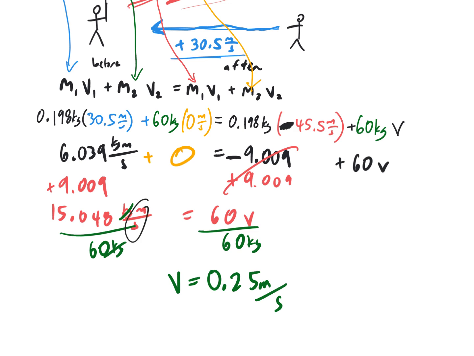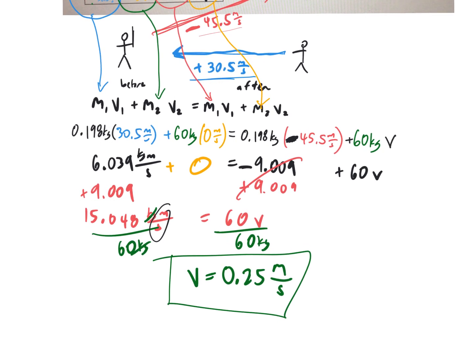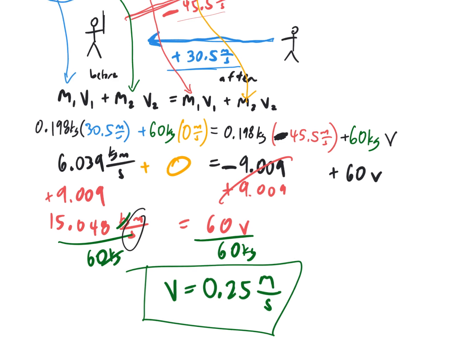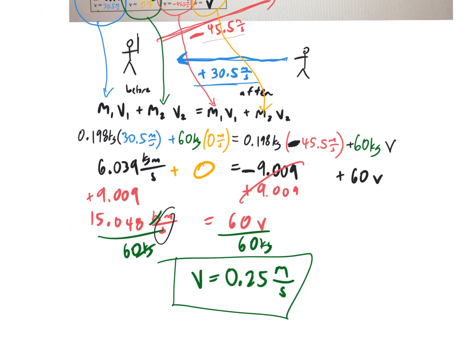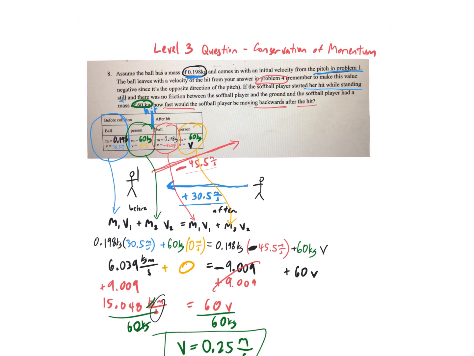So my final answer would be the softball player should be moving backwards at 0.25 meters per second. That seems like a logical answer for a person getting pushed backwards by a pitch, because the ball's much smaller than she is, and it was coming in much faster. So that's perfect. You will definitely see a question like that for level 3 on the conservation of momentum test.